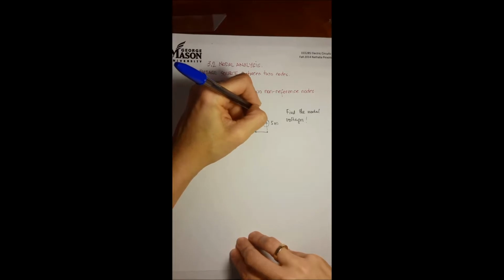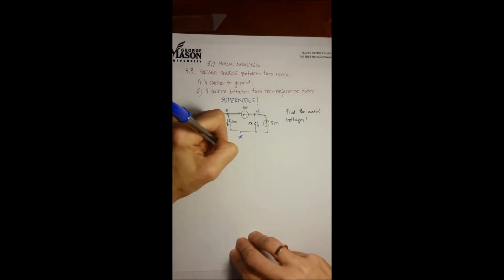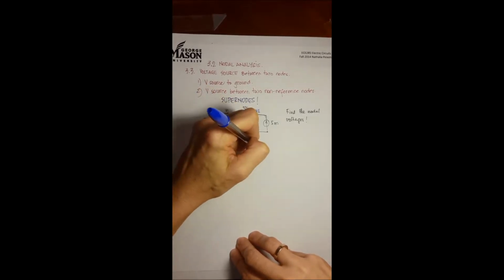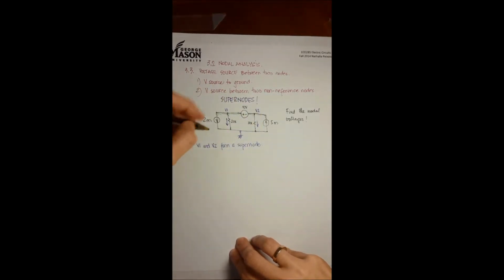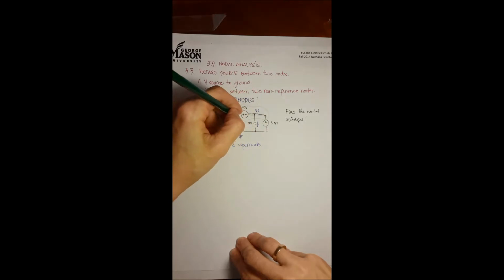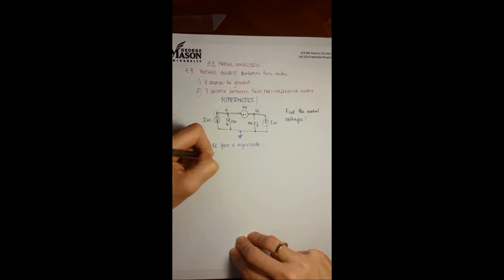V1 and V2. However, V1 and V2 form a supernode because they are connected only by a voltage supply. It could be an independent or a dependent voltage supply. And that means I can now, next time I'm going to have a better pencil situation here, I can now sort of see these two as one. So if I look at V1 and V2, I can already write V1 minus V2 equals 10 volts. So this is one of my equations.